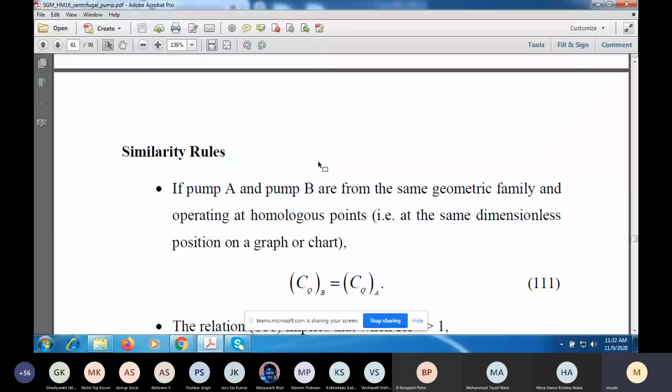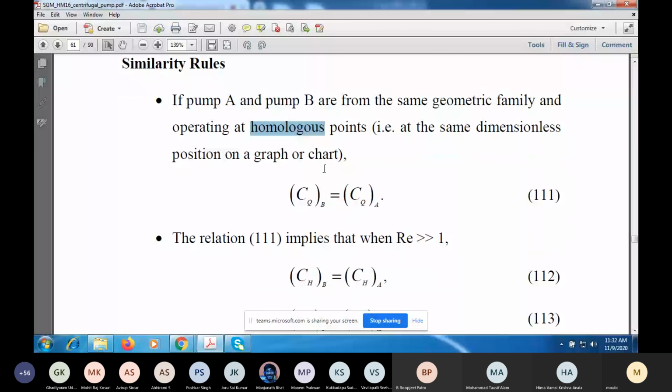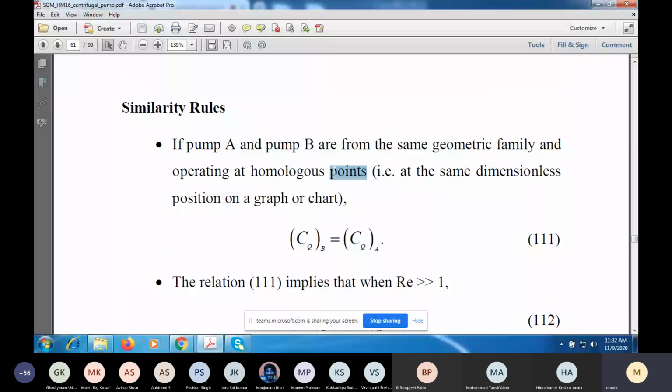Now, if you have two pumps where the impeller shape is the same, so they belong to the same geometric family, but the sizes might be different, that is, the impeller diameter must be different. If they are operating at homologous points, then you can predict the performance of pump A by looking at the performance of pump B. So homologous point means that if you non-dimensionalize the quantities, then you will be at the same location in a non-dimensional graph.